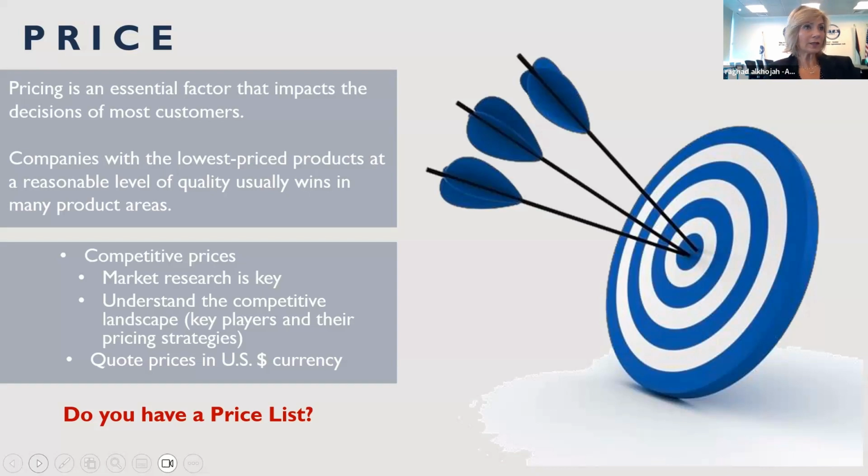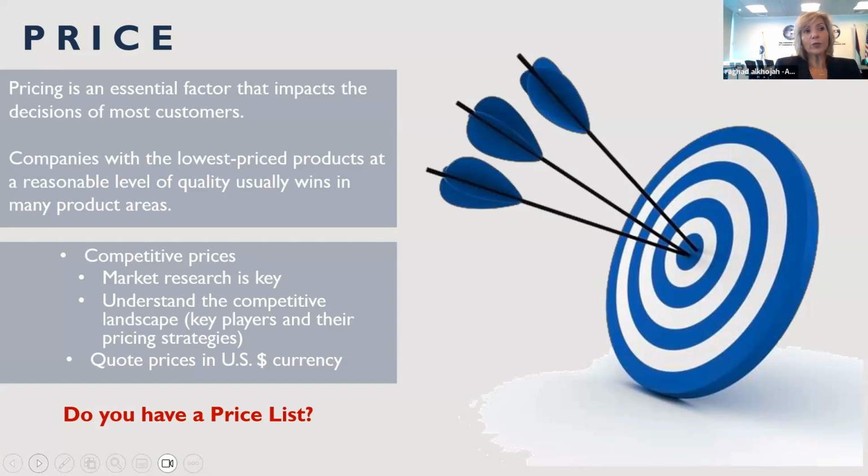But when we're talking about competitive prices, market research is key. Understanding the competitive landscape, who are the key players and their pricing strategies, is very important, because this plays an integral part when you are offering your prices to your customers.